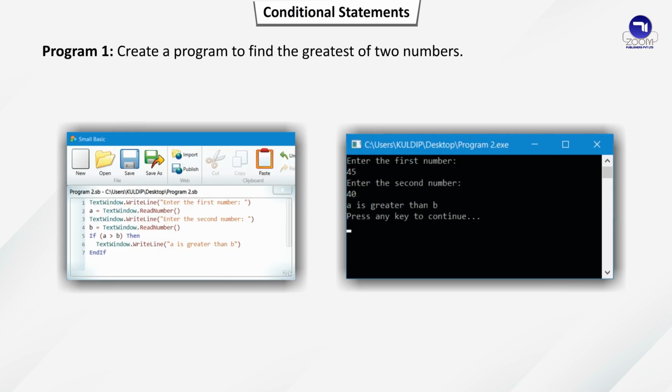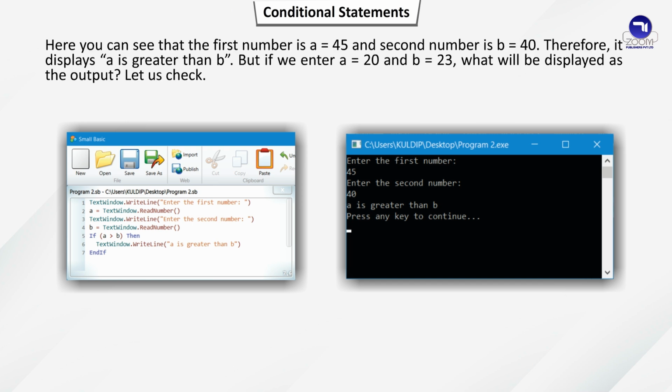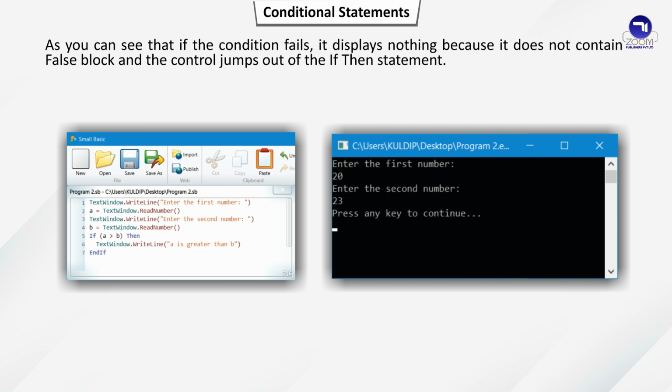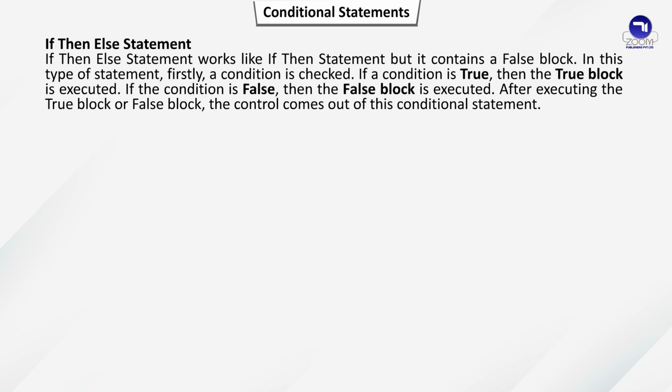Program 1. Create a program to find the greatest of two numbers. Here you can see that the first number is a equal to 45 and the second number is b equal to 40. Therefore, it displays a is greater than b. But if we enter a equal to 20 and b equal to 23, what will be displayed as the output? Let us check. As you can see, if the condition fails, it displays nothing because it does not contain a false block and the control jumps out of the if-then statement.